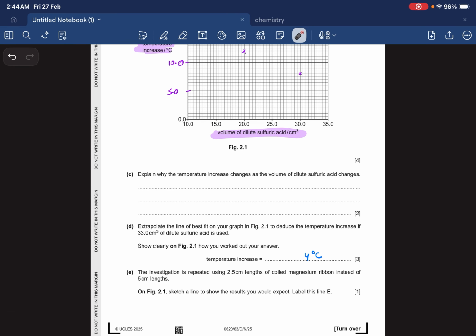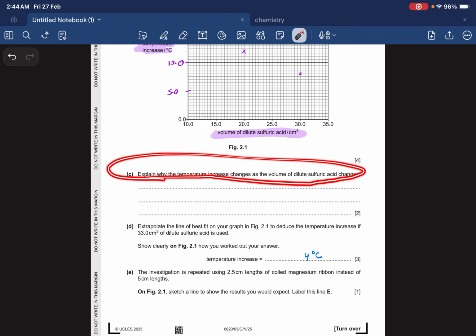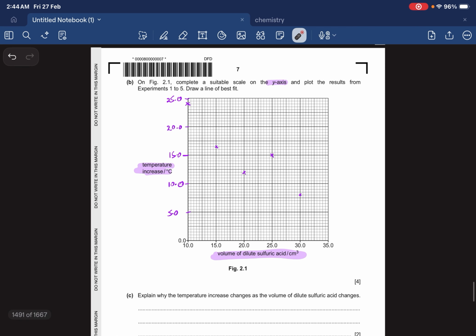Okay, explain why the temperature increase changes as the volume of dilute sulfuric acid changes. So we're seeing that the larger the volume we're taking, the temperature increase is decreasing, right? So that's the thing we're observing. This means that the amount of energy that's being released, the amount of heat that's coming out is the same.